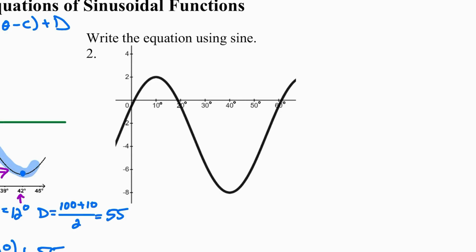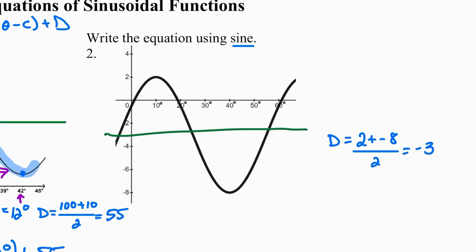So in this next problem, we are looking to write an equation in terms of sine. So sine graphs start in the middle. So we kind of have to do some work here to figure out where the middle is, which is our value of d. So let's find out what d is first. So the value of d is the maximum plus the minimum divided by 2, the average. So the maximum is 2, the minimum is negative 8, and if we divide that by 2, we end up getting negative 3. So that means the middle of my graph is somewhere here.